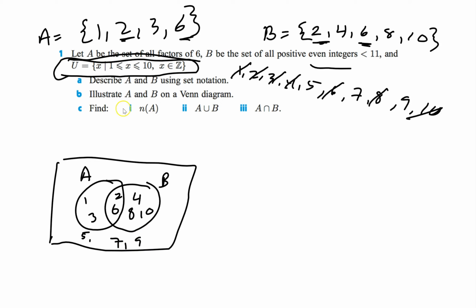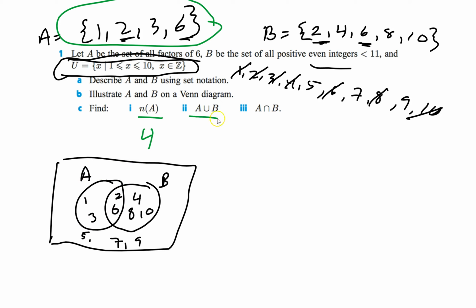Now let's really quickly look at this right here. So remember, NA means how many elements in A. So if you look at A right here, there's 4, right? Or if you look at right here, 1, 2, 3, 4. There's 4 elements in A. That's all that means. How many of them are there?